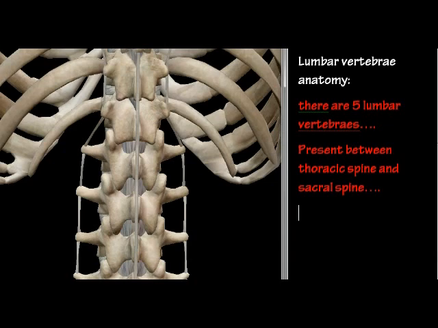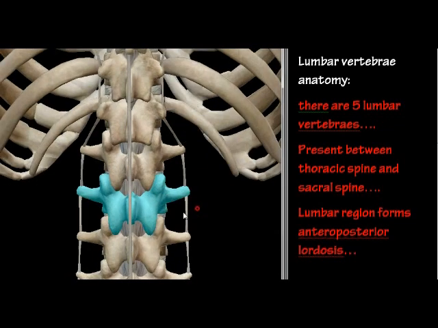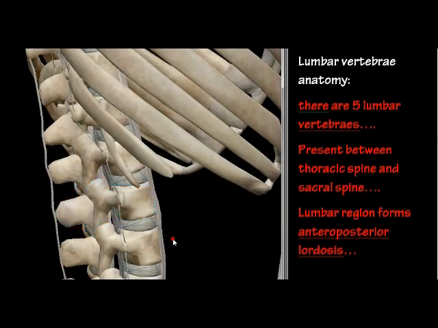Lumbar lordosis. Lordosis occasionally occurs in children and teenagers as their spine develops. Lumbar region forms antero-posterior lordosis. Here is what about antero-posterior lordosis from the lateral view.